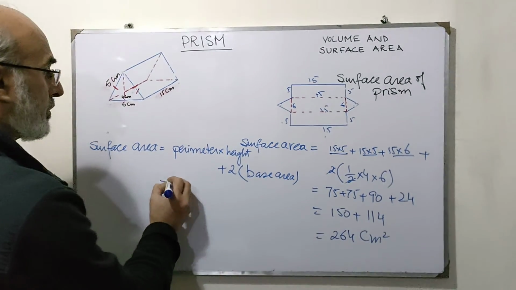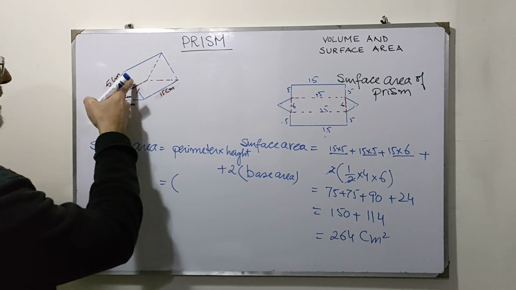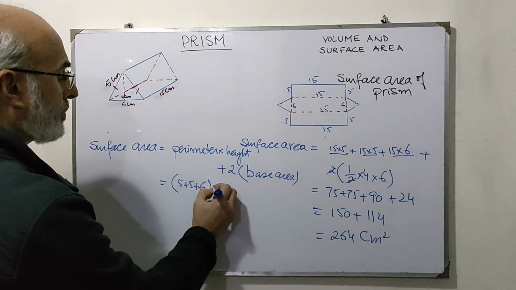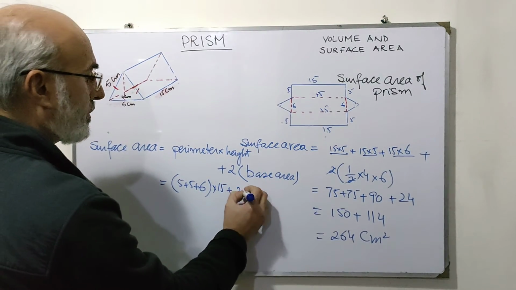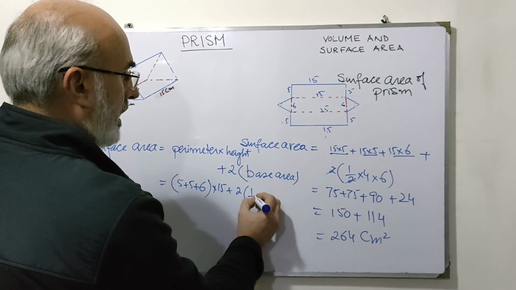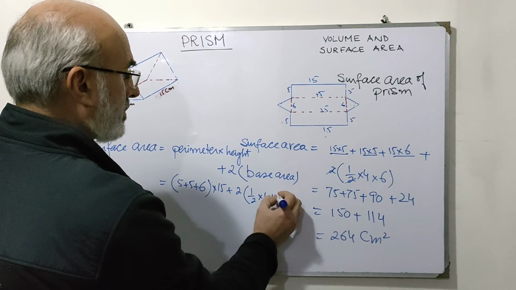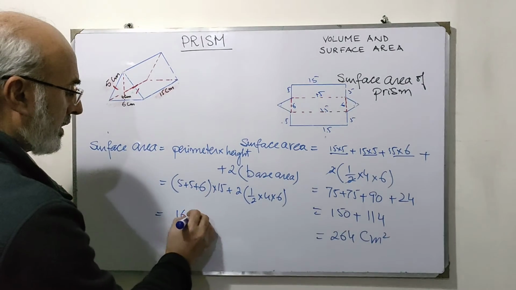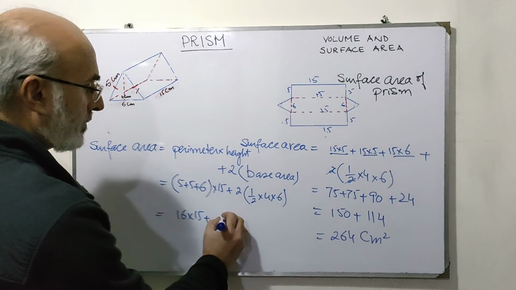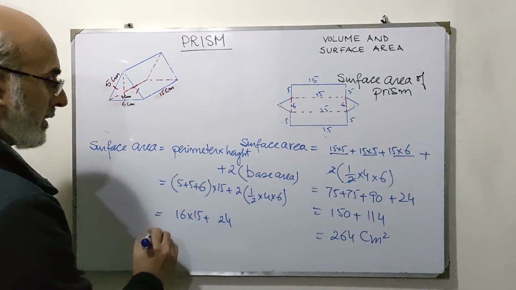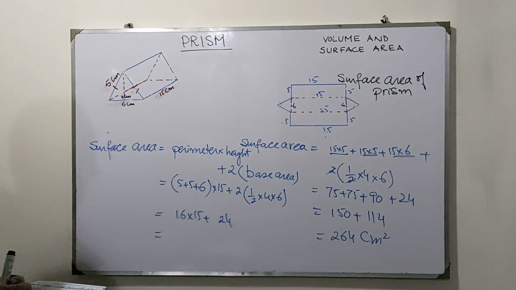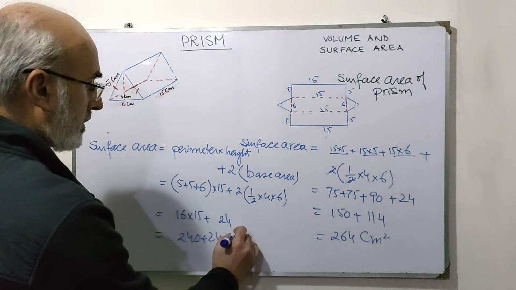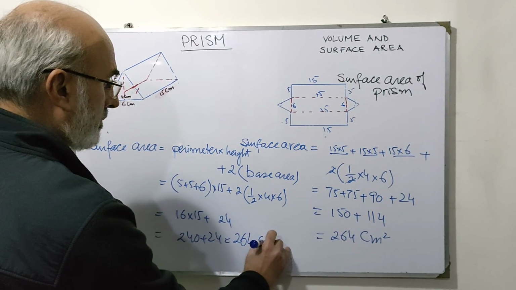So how are we going to do this? Perimeter 5 plus 5 plus 6, into 15, plus 2 into half into 4 into 6. So what we have here is 16 into 15 plus 24, and 240 plus 24 is 264 cm square.